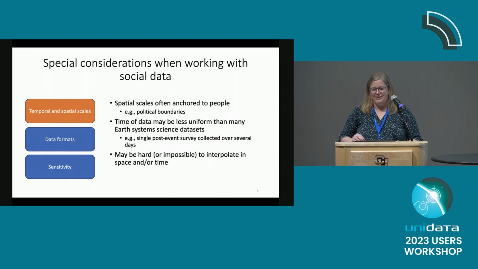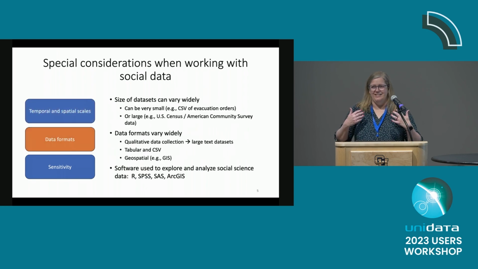And this is the real catch for me, is it's really hard and a lot of times impossible to properly interpolate social data. I think in the weather community, we can get really used to creating the time and spatial scales that we need from our data sets through interpolation, and that is really hard with a lot of social data sets. And like I said, sometimes it's really impossible.